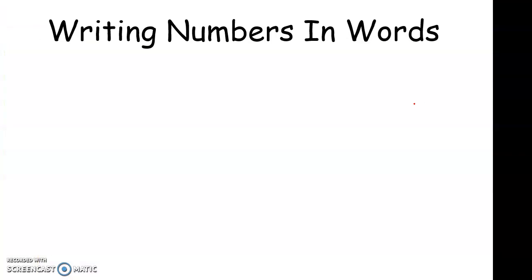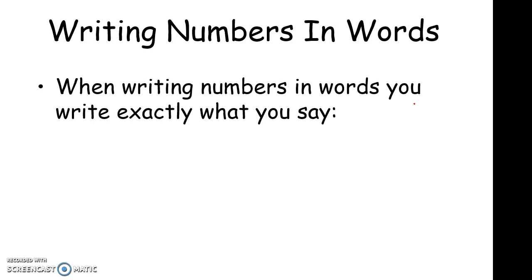Now, how to write numbers in words or in letter form. When writing numbers in words, you write exactly what you say. For example, look at this number. In order to write it in letters, first I will write the families. So I will separate this number by commas. 1, 2, 3, commas. So the first step is to place commas in order to separate the families. So how many families do we have? 3 families. The first one ones, then thousand, and then million. Okay.